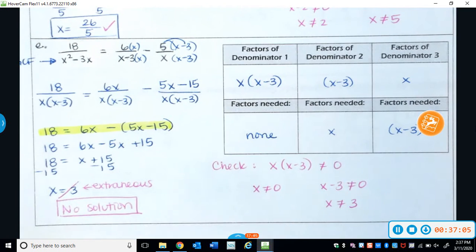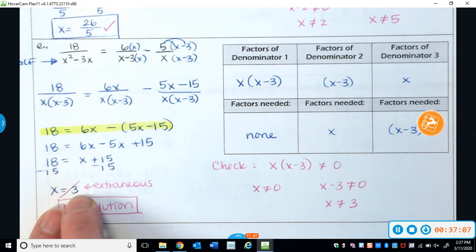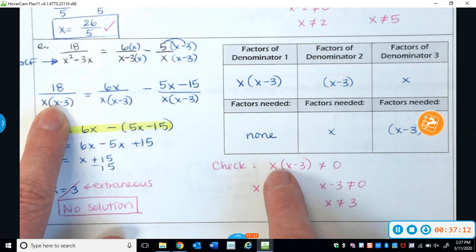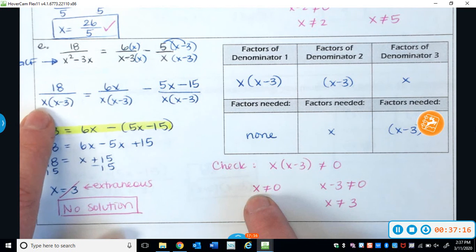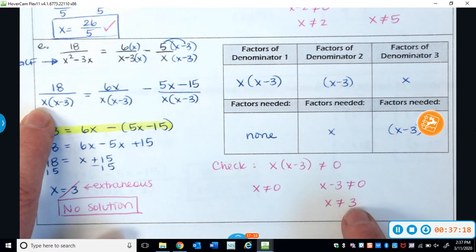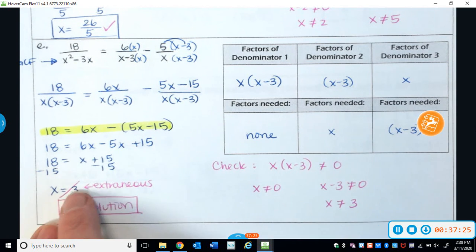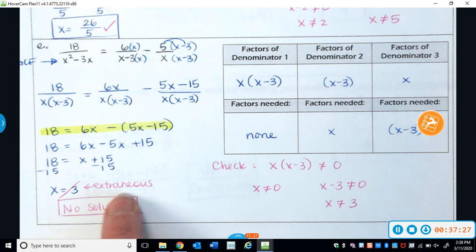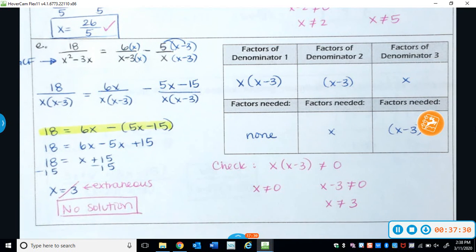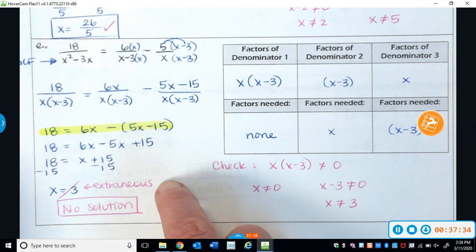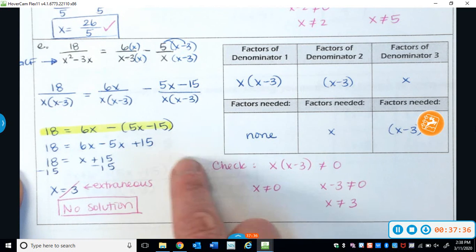Alright, so when I solved, I got an x value of 3, but when I checked the domain restrictions, when I put the first factor equal to 0, it tells me that 0 is one of the things that makes this denominator 0, and 3 is the other value that makes the denominator 0. So since mine is not allowed, it's restricted, that makes this extraneous, and since I have no other solutions that I got, this would just have no solution. But if I had two x values, and one of them was something like 5 or 6, since that wouldn't be restricted, that would be my solution here.